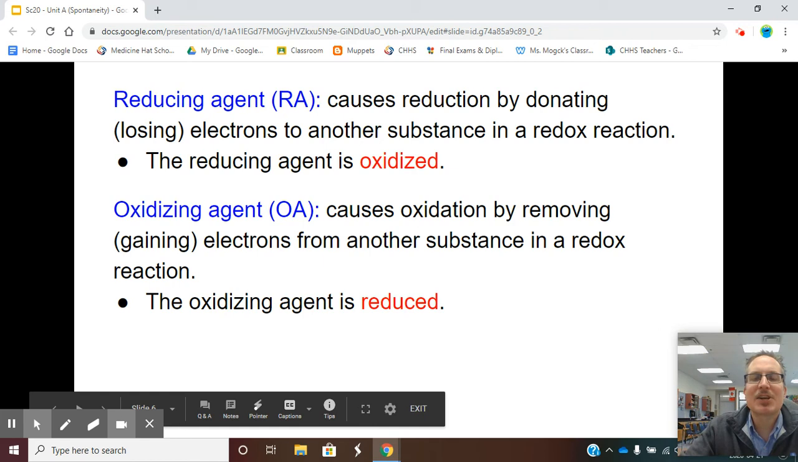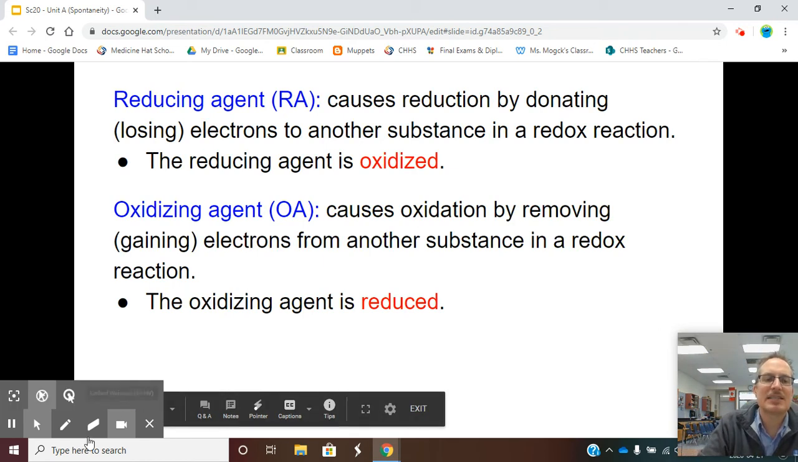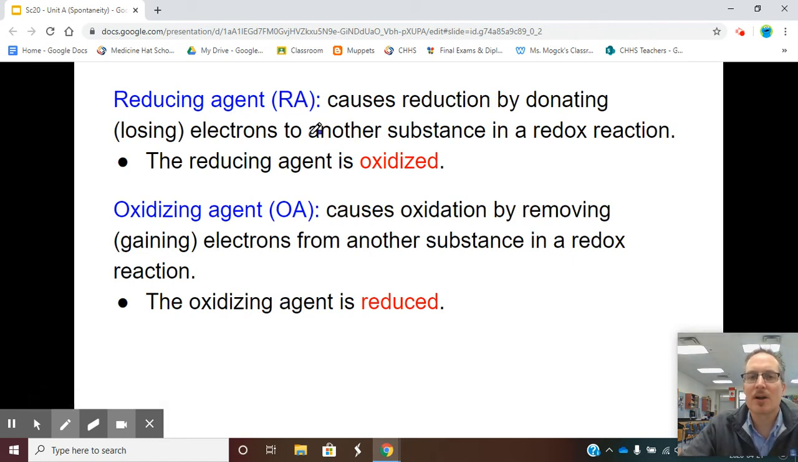Now, before I can take a look at anything else, we have to look at these definitions. So if we take a look, a reducing agent, new word, causes reduction. It causes reduction by donating or losing electrons. Now, you know this idea of losing electrons from yesterday. Losing electrons is the definition of oxidation. LEO, losing electrons, oxidation. So reducing agents and oxidation go together. They pair together. And I like to say oxidation is the same as a reducing agent.